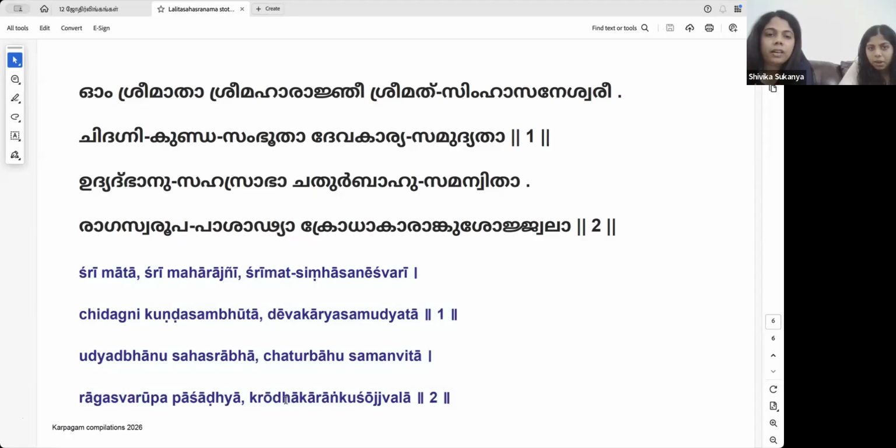Ragaswarupa Pashadhya. The Ra is not as sharp as the Malayalam Ra. In Sanskrit it's only a little soft, like Rama, okay? They have only one Ra in Sanskrit, so it is in between the two. You don't have to make it too sharp. Ragaswarupa Pashadhya.